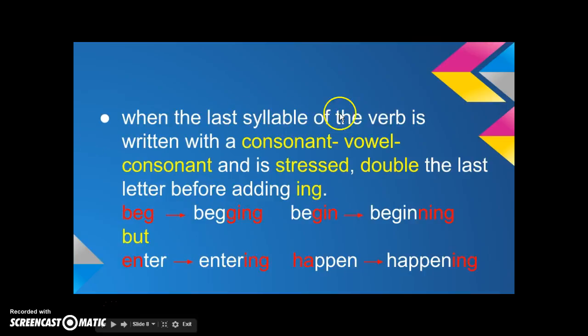When the last syllable, meaning הברה, of the verb is written with a consonant-vowel-consonant, so עיצור, ניקוד, עיצור, and is stressed, מודגש, double the last letter before adding ing. So beg becomes begging with a double G. Begin, we take the last consonant, the N, we double it and add the ing.